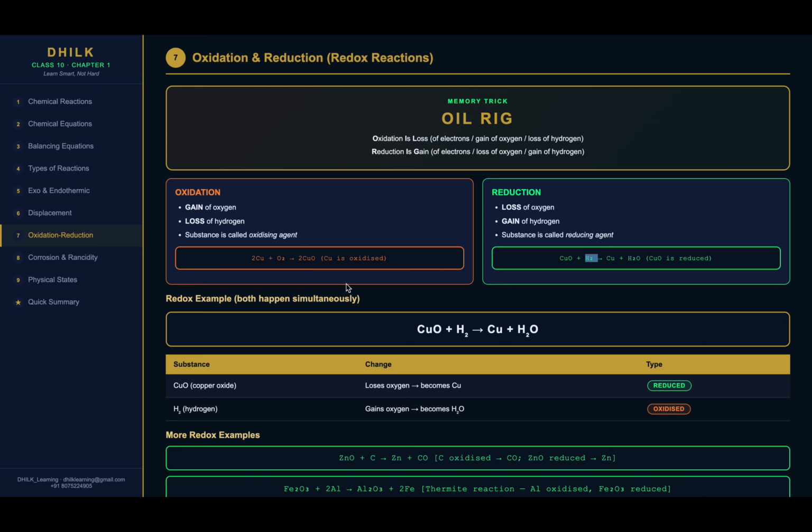Now here is the best memory trick in all of chemistry. Remember the phrase OIL RIG. Either you can remember it like this, or as I told earlier, oxidation means addition of oxygen, and the rest of the things you can just derive from this. OIL RIG stands for: oxidation is loss and reduction is gain. So oxidation is loss, meaning loss of electrons, loss of hydrogen. Reduction is gain, gain of electrons or gain of hydrogen, or loss of oxygen, just opposite to that.